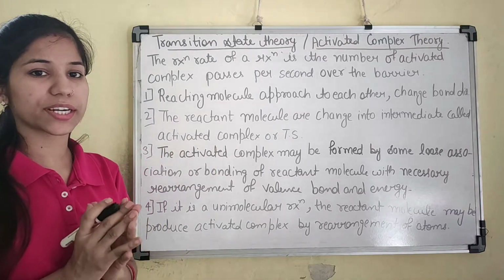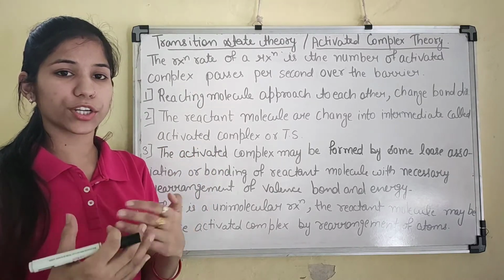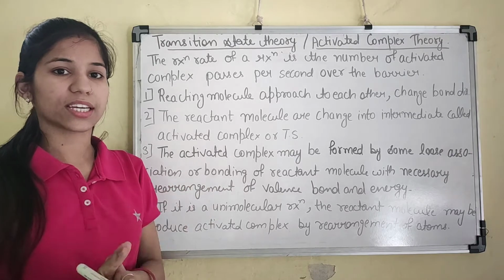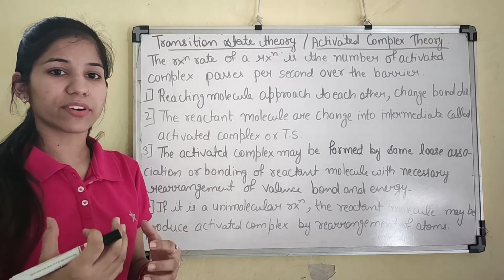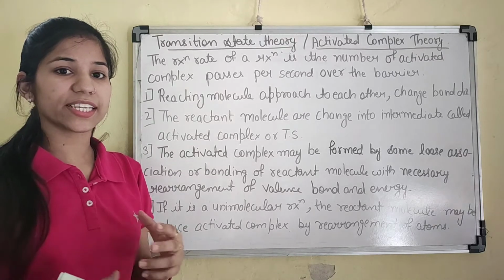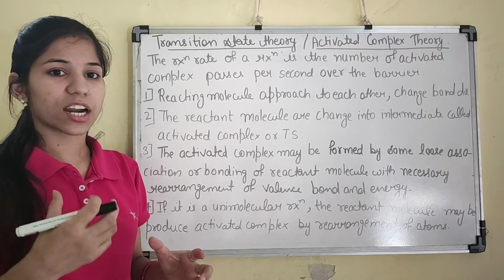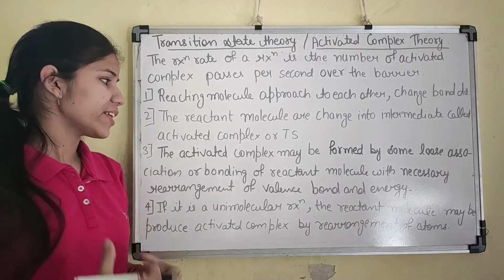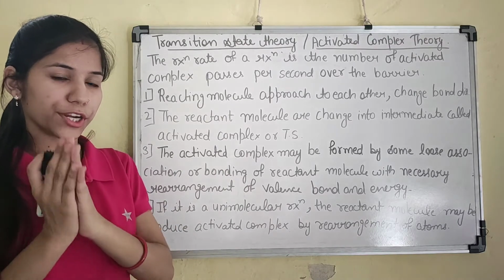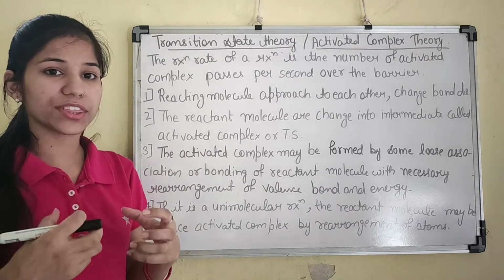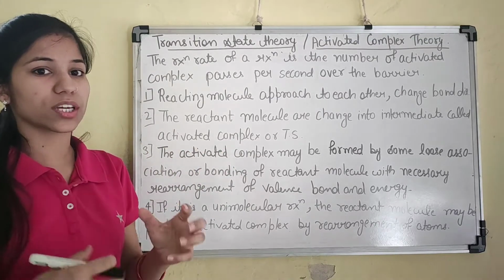The first postulate is that the reacting molecules approach each other and there is a continuous change in their bond length. The second postulate is that the reacting molecules are converted into an intermediate, called the activated complex or transition state. The third postulate is that the activated complex may be formed by the loss of association or bonding of a reactant molecule with the necessary rearrangement of valence bond or the energy.